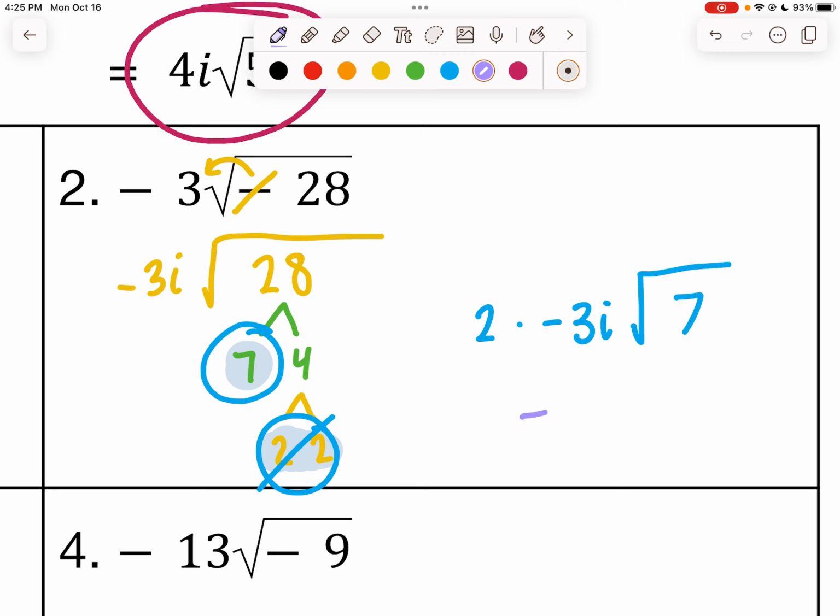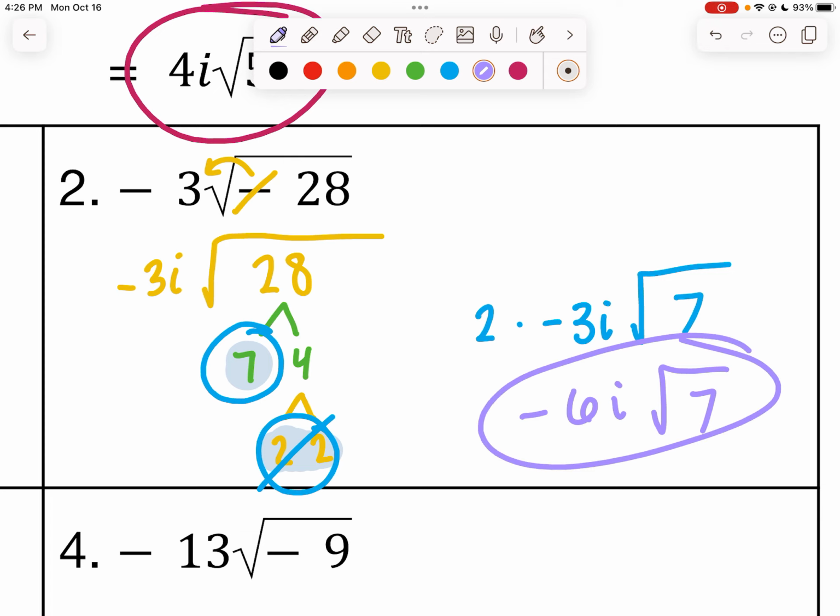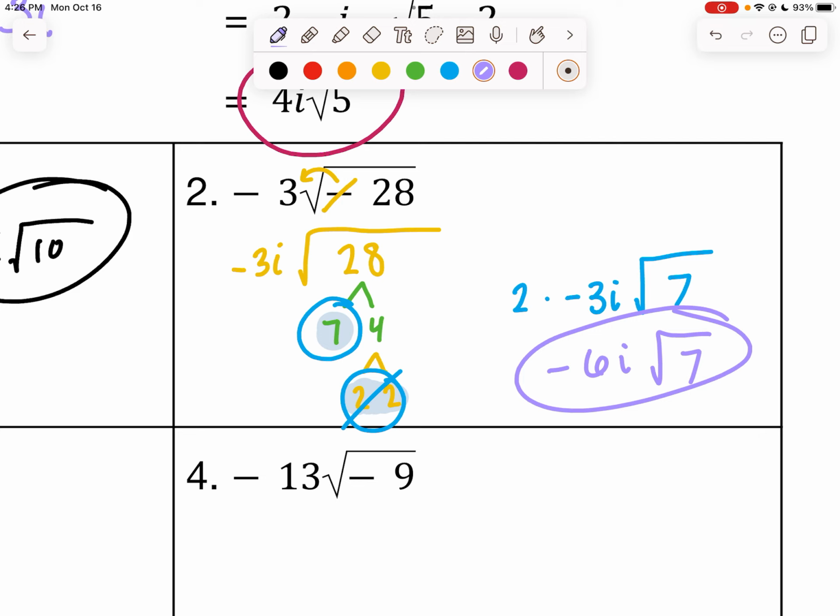Now, you just got to be careful. You want to leave things in standard form. So I'm going to multiply the outside. 2 times negative 3i would just be negative 6i with the square root of 7 next to it. So that's your second example.